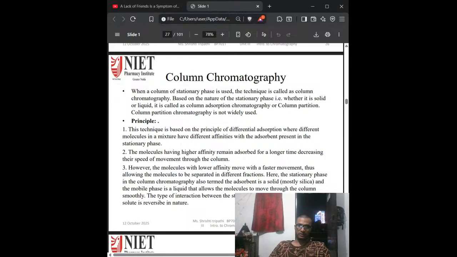However, the molecule with lower affinity moves through. In column chromatography the stationary phase is also termed the adsorbent, and it is a solid, mostly silica. The mobile phase is the liquid that allows the molecules to move through the column smoothly. The interaction between the stationary phase and the solute is reversible in nature.